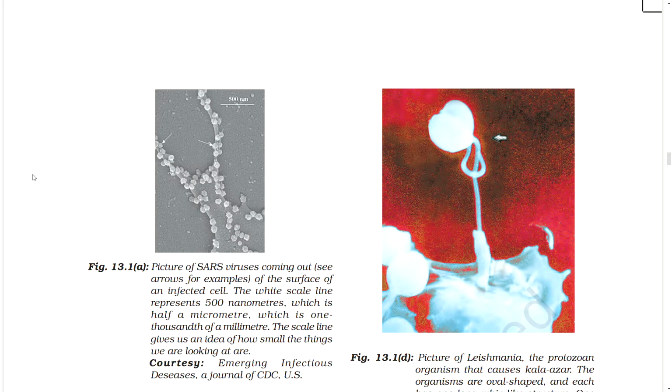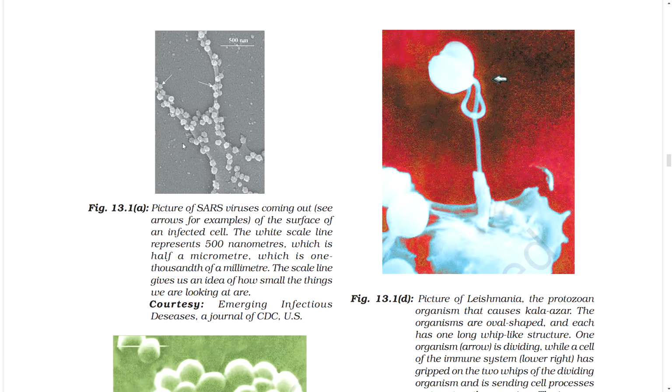Figure A. Pictures of SARS viruses coming out, see arrows, for example, of the surface of an infected cell. The white scale line represents 500 nanometers, which is half a micrometer, which is a thousandth of a millimeter. The scale line gives us an idea of how small the things we are looking at are. Courtesy Emerging Infectious Diseases, a journal of CDC, US.